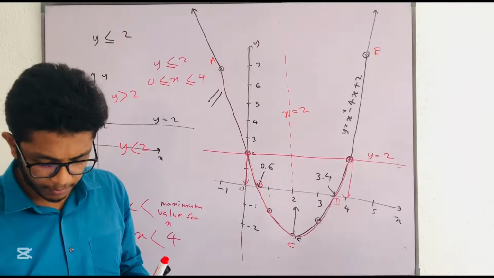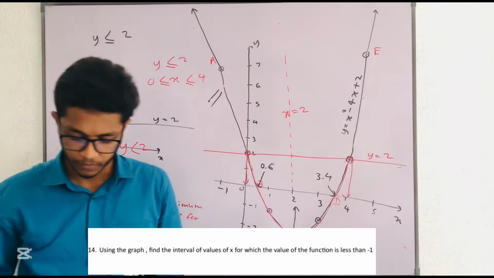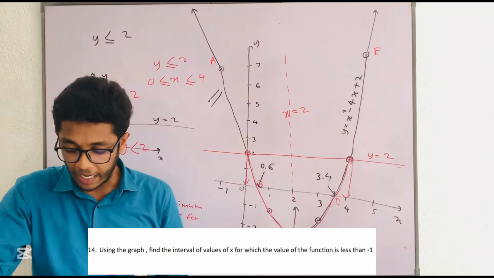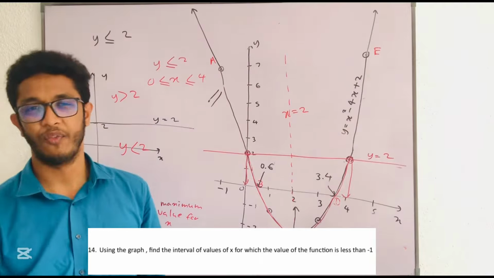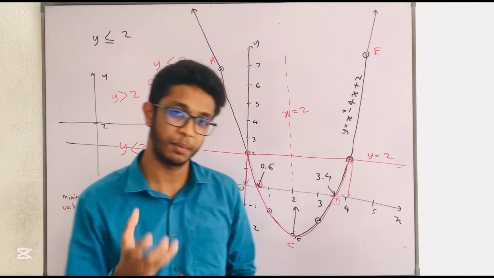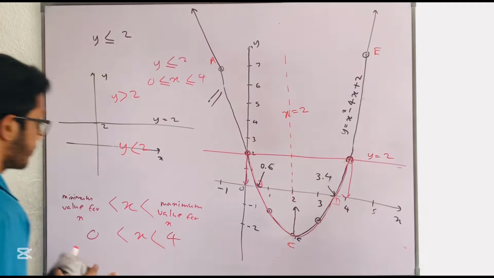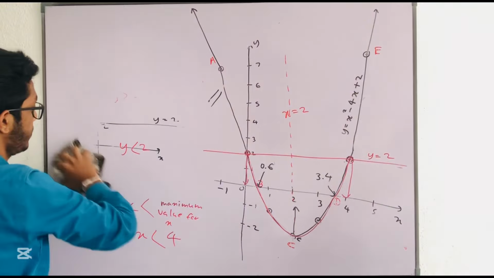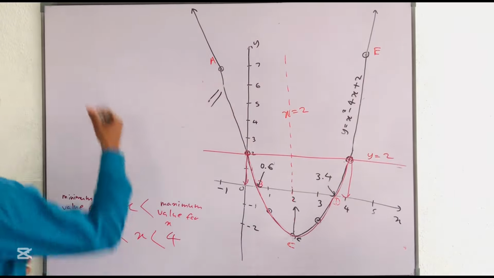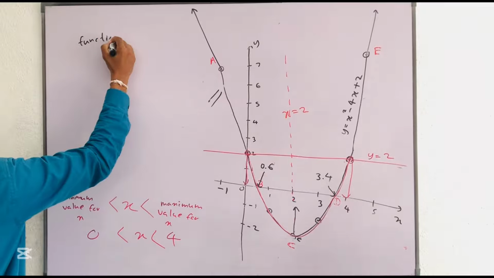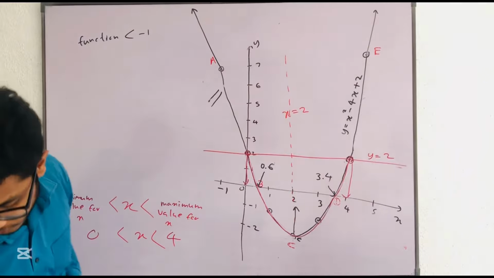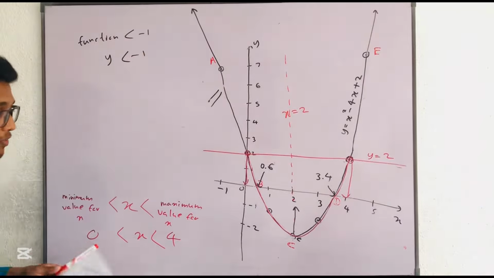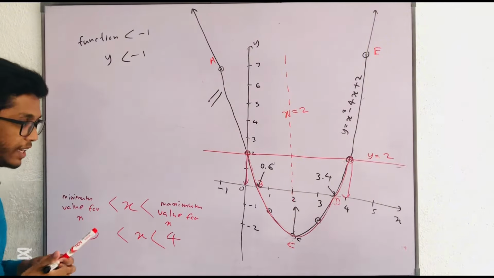Then question number 14. Using the graph, find the interval of values of x for which the value of the function is less than -1. Value of the function, again function means what? Function means y. They ask us to consider the part of the graph in which the value of the function is less than -1. Less than minus 1, function means actually y, no? So that means we have to consider the part of the graph in which y is less than minus 1.